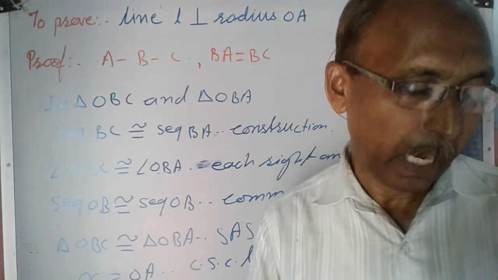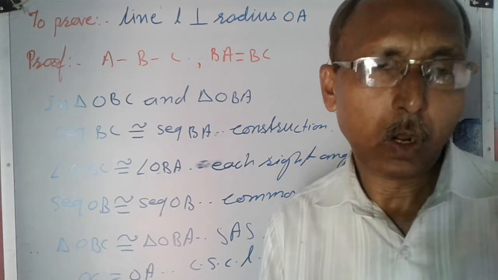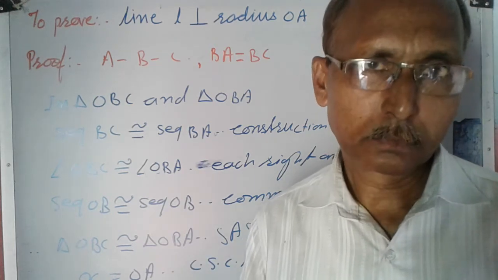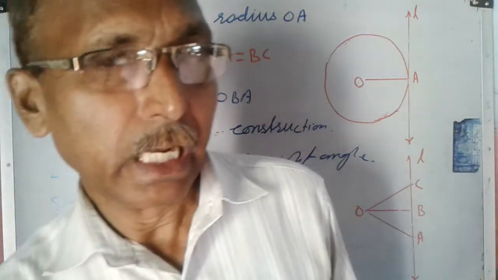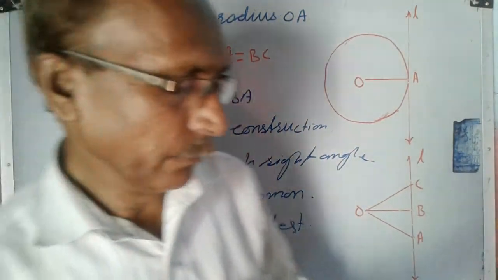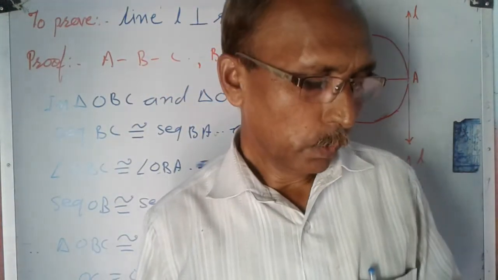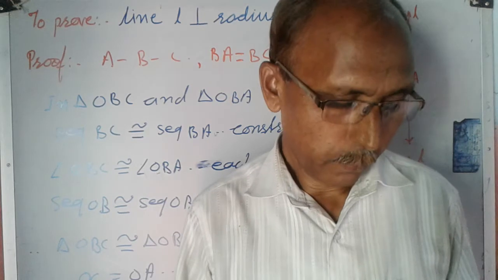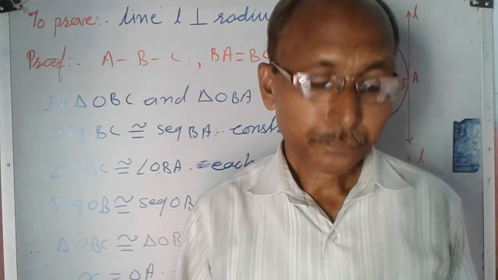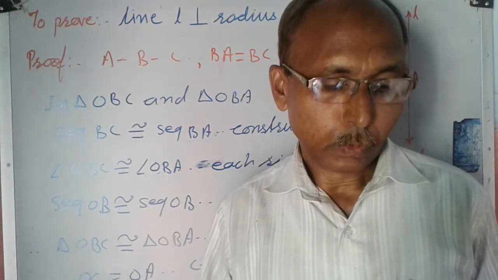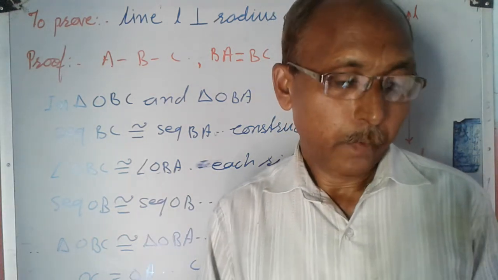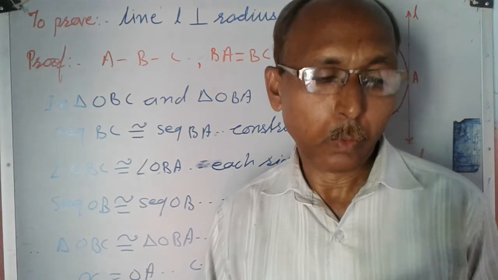Therefore, our assumption that line L is not perpendicular to radius OA is wrong. Therefore, line L is perpendicular to radius OA. In this way, we can prove it. This proof is on page number 51. You go through that statement, theorem, and write it down in your notebook.